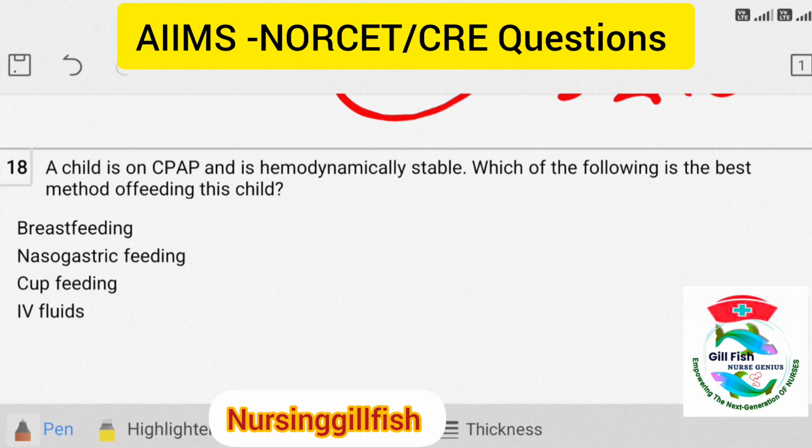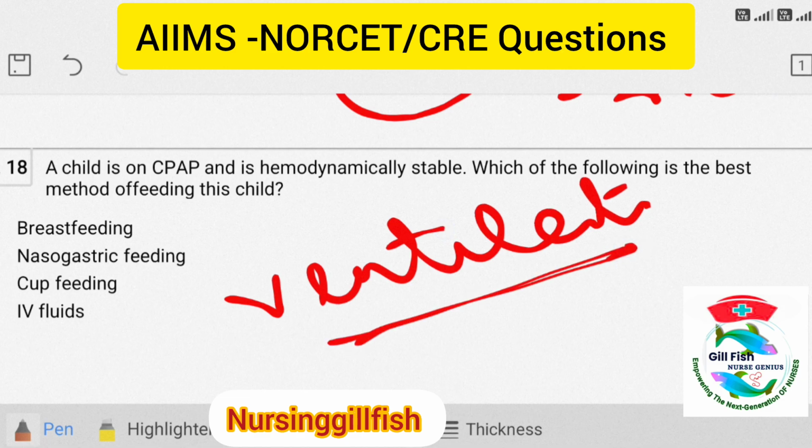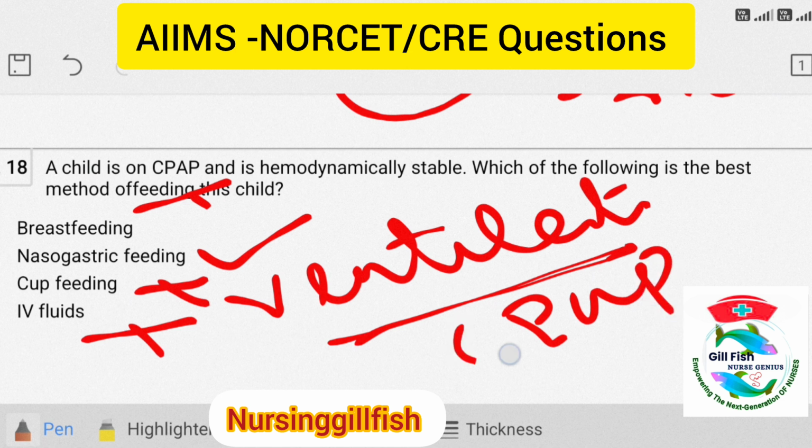A child is on CPAP and is hemodynamically stable. Which of the following is the best method for feeding the child? The child under CPAP means the child is on ventilator. When your baby is on ventilator, can the baby take food? Not possible. Breastfeeding, cup feeding, IV fluids, nothing is possible. Only NG tube feeding is advisable for a CPAP baby. So that is why option 2 will be the correct answer.